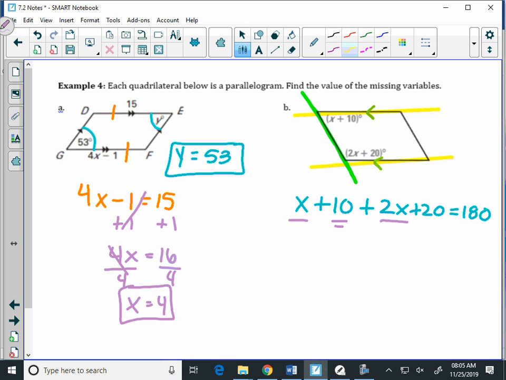Combine our like terms. We combine our like terms, what do we get? 30. And then when we get x by itself, what do we have to do with the 30? Divide by 3, so x ends up equaling what?